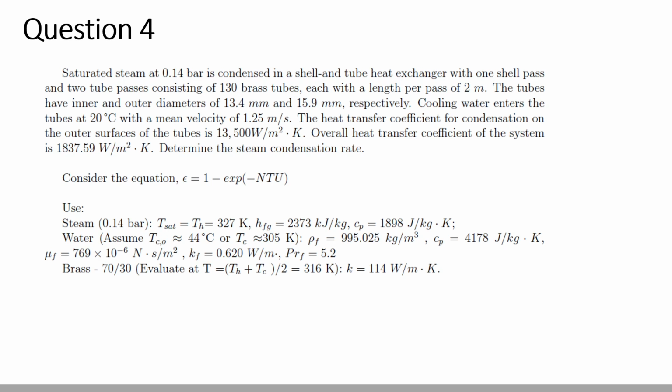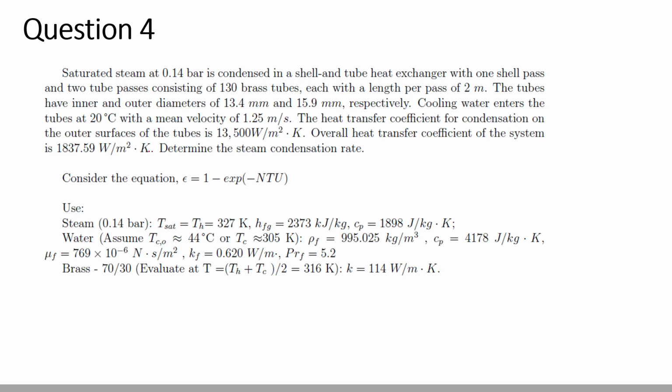So let's take a look at this question. In this question, we have been stated that saturated steam at 0.14 bar is condensed in a shell and tube heat exchanger with one shell pass and two tube passes, consisting of 130 brass tubes, each with a length of 2 meters per pass. The tubes have inner and outer diameters of 13.4 mm and 15.9 mm respectively.